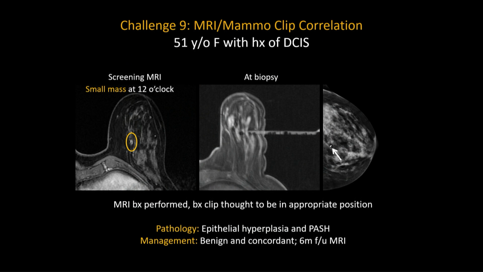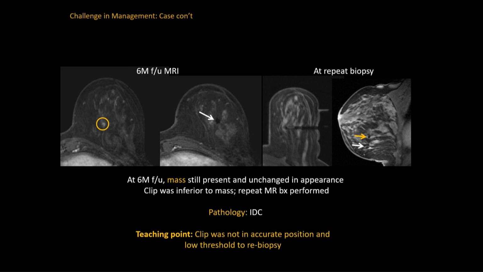This is our last challenging case. This is the importance of mammo-MRI clip correlation. This is a 51-year-old woman with a history of DCIS. She has a small mass at 12 o'clock, as denoted by the orange circle. At the time of biopsy, we thought that the biopsy clip was in an appropriate position. This was epithelial hyperplasia and PASH, thought to be benign and concordant. However, the radiologist did put it in a 6-month follow-up. And you can see here at 6-month follow-up, the mass still persists and the clip is distant from the mass.